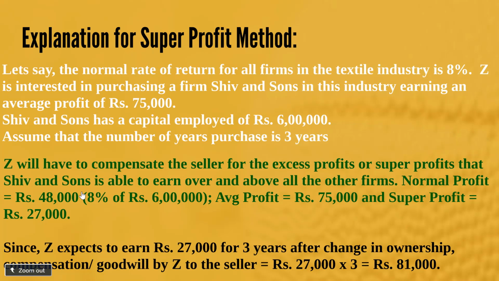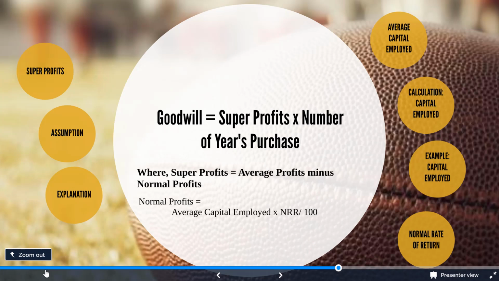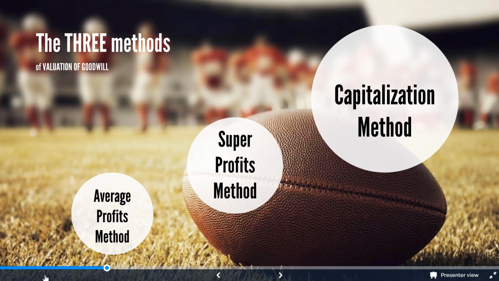Therefore, the compensation of goodwill to be paid by Z to the seller is equal to the super profit rupees 27,000 into the 3 years of purchase, which is equal to 81,000. So here in this video, we saw how to value goodwill under the super profits method. In the upcoming few videos, we will do example sums for calculation of goodwill under this method.